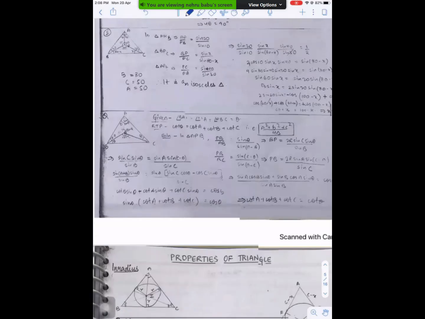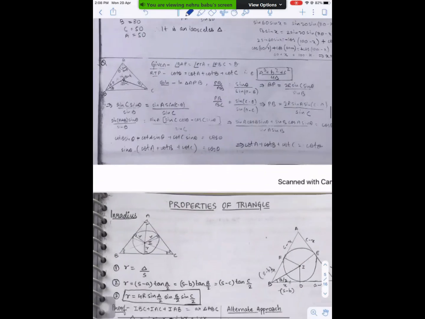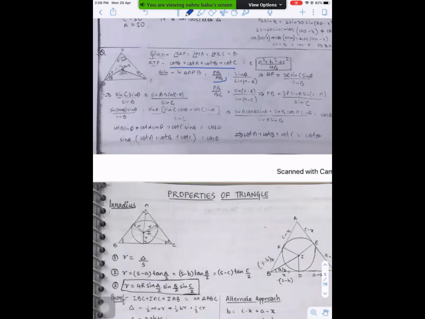Okay, just now what we discussed is this. Cot theta equal to cot A plus cot B plus cot C. This statement. Proof is just apply that. Yeah, just now what I said, that PB by AB, PB by BC. If you apply this, you will get this result.